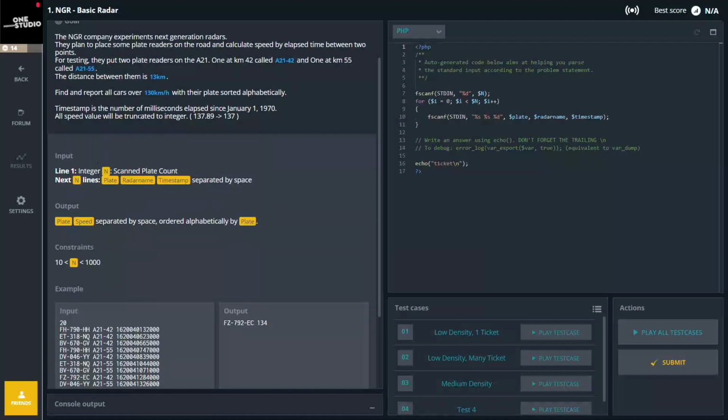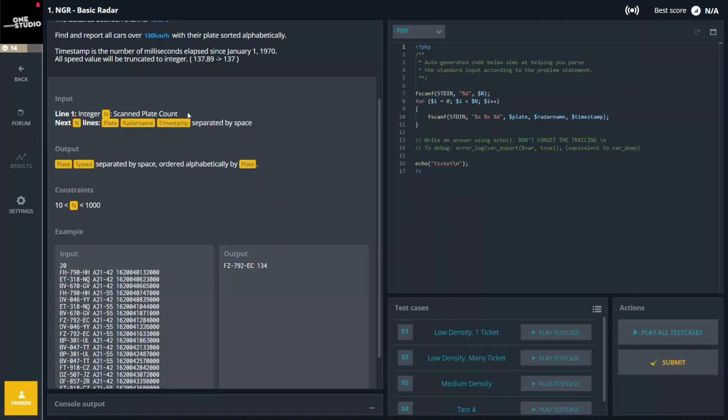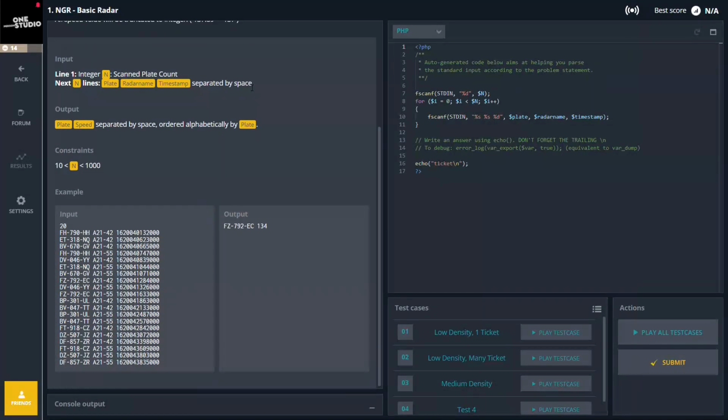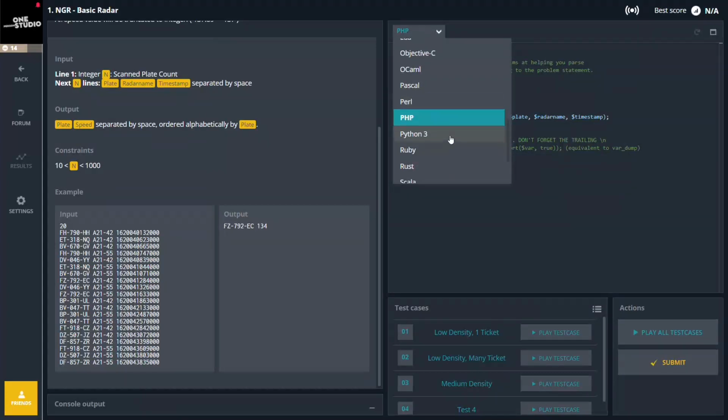Timestamp is the number of milliseconds elapsed since January 1, 1970. All speed values will be truncated to integer. For example, 137.89 is 137. I'm not going to do PHP, let's use JavaScript.